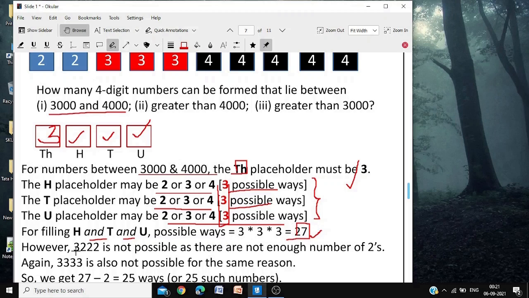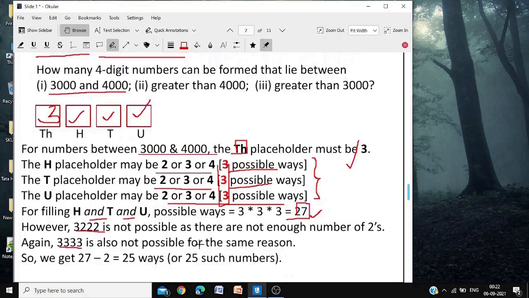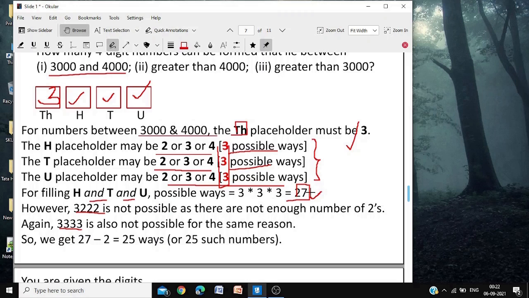Now the number 3222 is not possible. You can't fill all the places with 2. Why? Because you have only 2 2s. Similarly, 3333 is not possible. You can't get 4 3s because we have only 3 slips of paper with 3. So these 2 numbers are not possible out of all the possible numbers. So from the 27, we subtract 2. This is not possible and this is not possible. We subtract 2 and get 25 ways, or 25 such numbers, between 3000 and 4000.